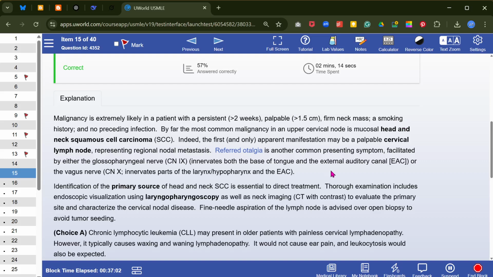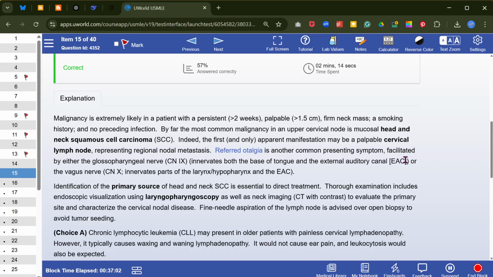Referred otalgia is another common presenting symptom, facilitated by either the glossopharyngeal nerve, which innervates both the base of the tongue and the external auditory canal, EAC, or the vagus nerve, cranial nerve 10, which innervates part of the larynx, hypopharynx, and the external auditory canal.